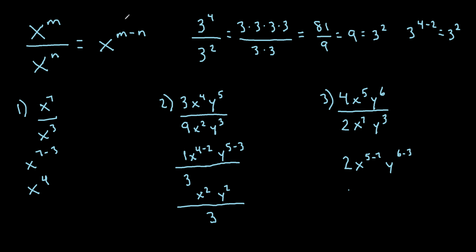And then we'll go ahead and simplify. So we have 2x to the 5 minus 7, that's negative 2. Y to the 6 minus 3, that's y to the 3. And one trick we can do is when we have an exponent that is negative up here in the numerator, we can actually just put it in the denominator to make it positive. So we can be left with 2y to the 3rd over x squared. And we like to do that just so that our final expression only has positive exponents.